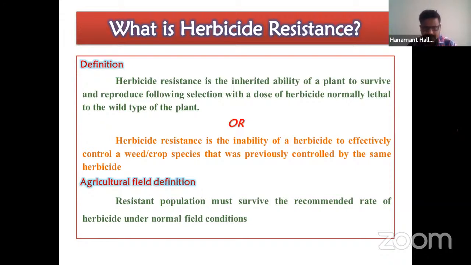Herbicide resistance is the inability of herbicides to effectively control a weed or crop species that was previously controlled by the same herbicide. In the agricultural field definition, a resistant population must survive the recommended rate of herbicides under normal field conditions.